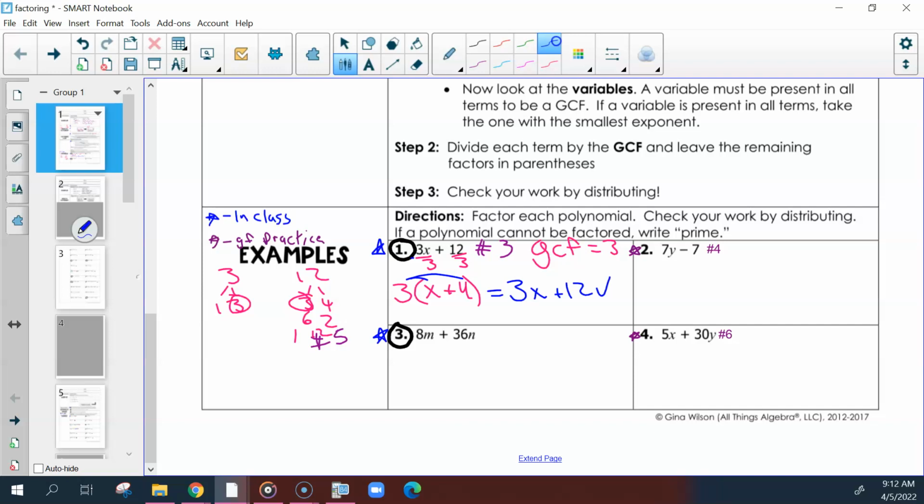Other questions on that one? With a lot of these, the lowest number is usually your DCF, but that's not always the case, so be careful with that. For number 2, what do these two have in common? That would be our DCF. They don't share a y, so we wouldn't put y. So if we're dividing both by 7, 7 is going to go on the outside, what would be left on the inside?